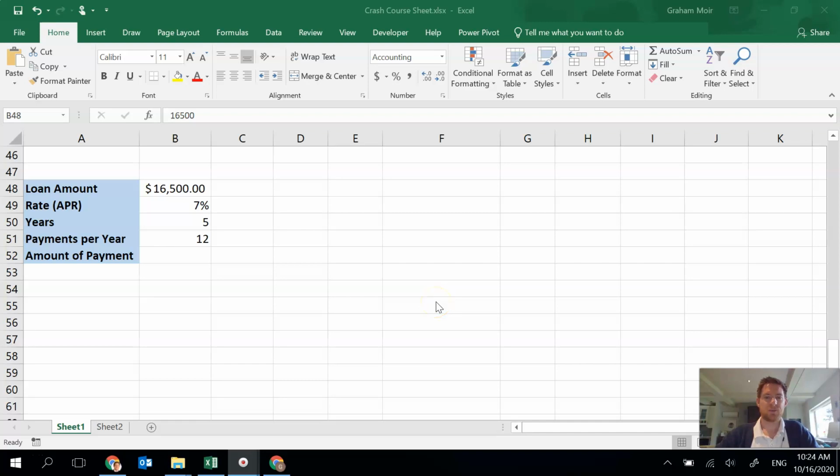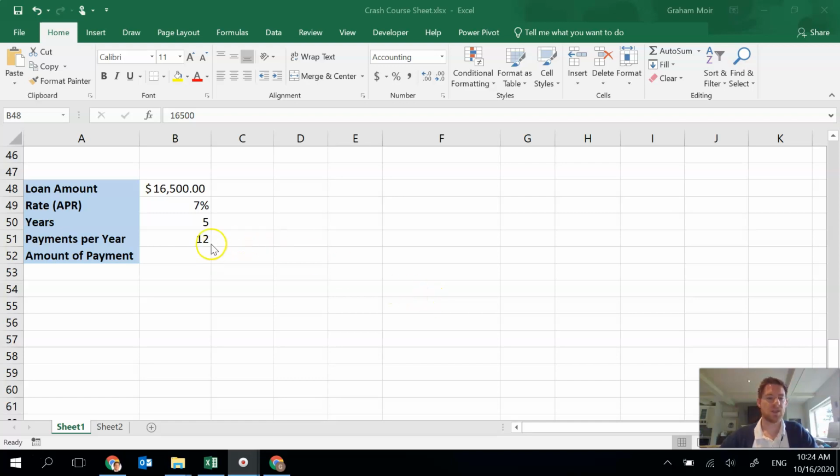All right, in this little review, we're going to look at the payment function, which seems to trip people up from time to time. So this is a financial function to figure out a payment that you would make on a loan, for example, based on the loan amount, the rate, and how many payments you're going to make.